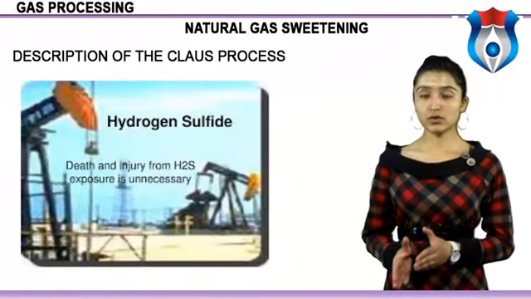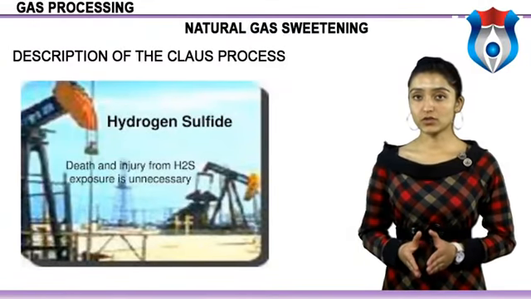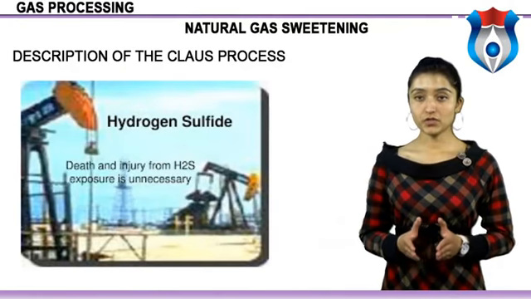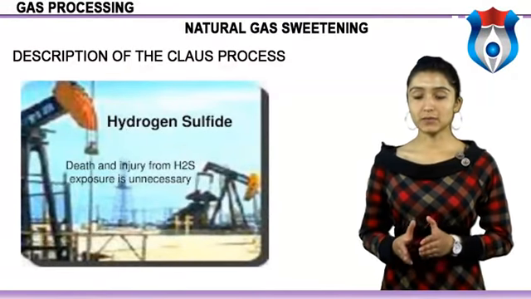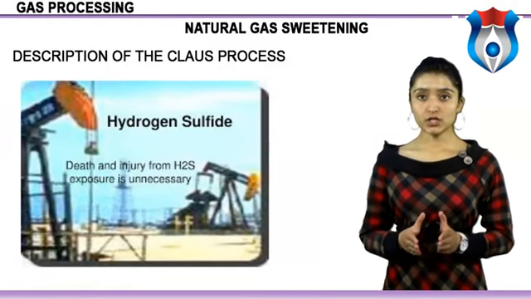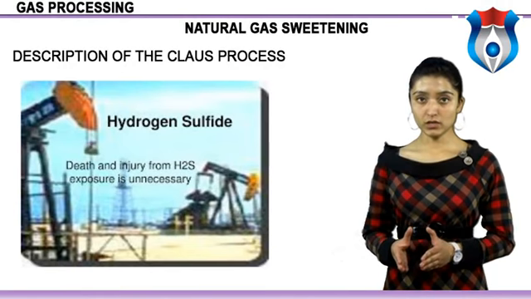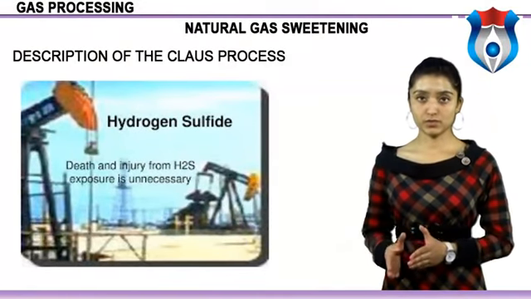This is done in a reaction furnace at high temperatures, 1000 to 1400 degrees Celsius. Sulfur is formed, but some H2S remains unreacted and some SO2 is made. Burner: 2 H2S plus 3 O2 gives 2 H2O plus 2 SO2.